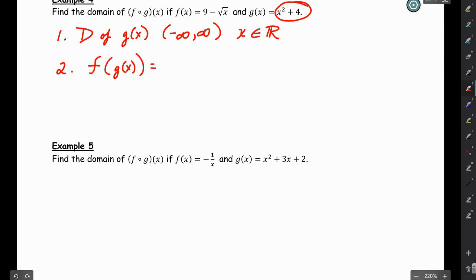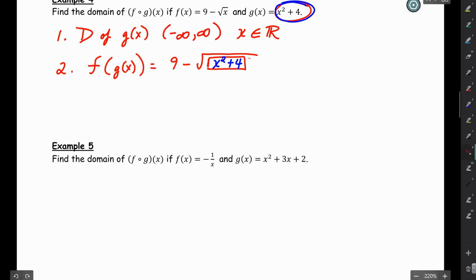F is the lead function, all right, so this is our lead function here. So we're going to put a box wherever we have an x. So we have 9 minus root, and we're going to put a box inside here. And then the g function is going to go inside the box. All right, now we're going to look at that, and we're going to decide, again, what is the domain of this function? Is there anything that could cause a problem?